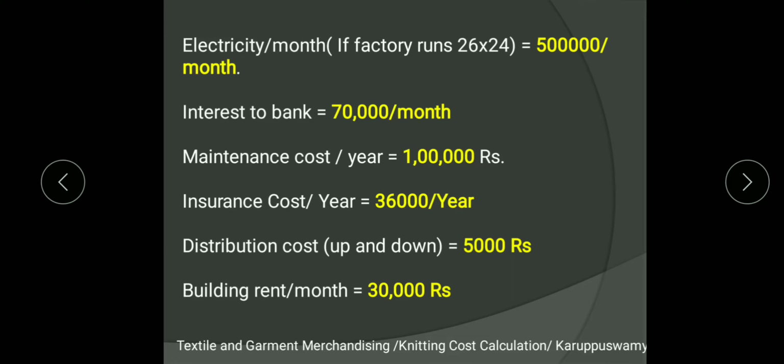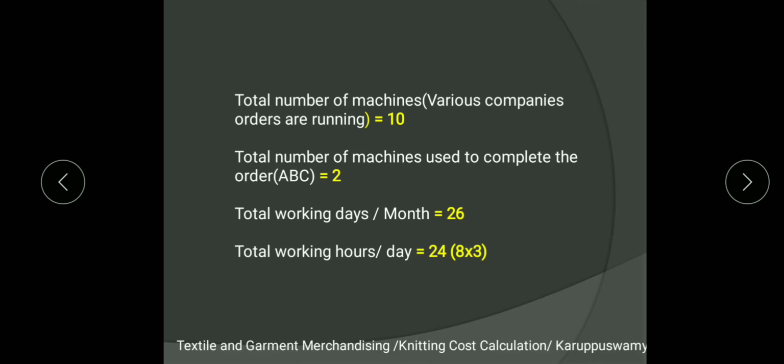So to run 10 machines you need a very good space. So for that you have to spend a minimum of 30,000 rupees. So this is the total expense incurred to run your business. I included all the possible expenses incurred. If any additional expenses are incurred, you can also include those.